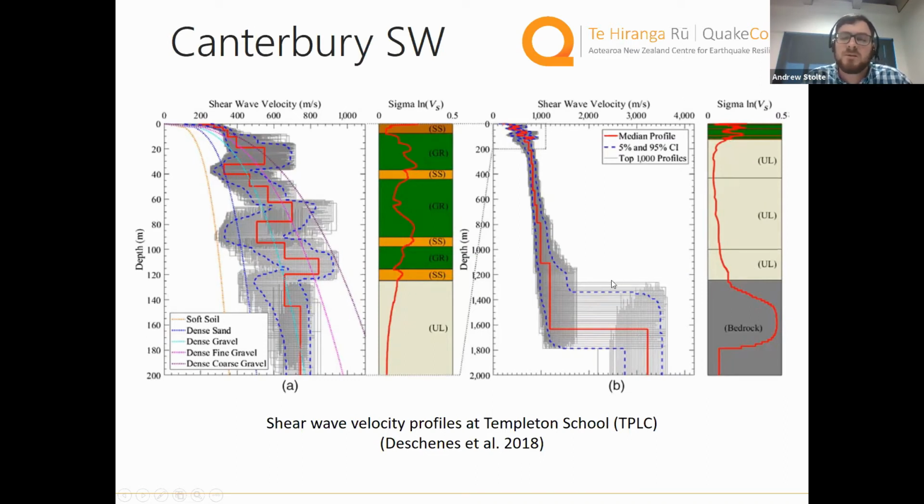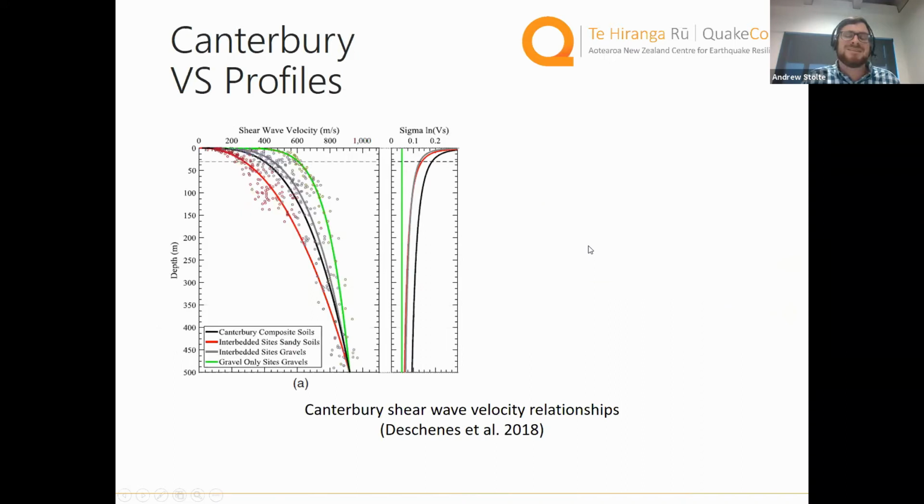Here you'll see some of our shear wave velocity profiles are indicating bedrock at about 1,300 meters, whereas some of our other profiles are indicating something closer to 1.8 kilometers below the ground surface. So what we've done with this data, or I should say Michael Deshane did with this data for his thesis, was he took the surface wave testing results from the 28 sites and tried to come up with representative shear wave velocity profiles for the Canterbury soils.